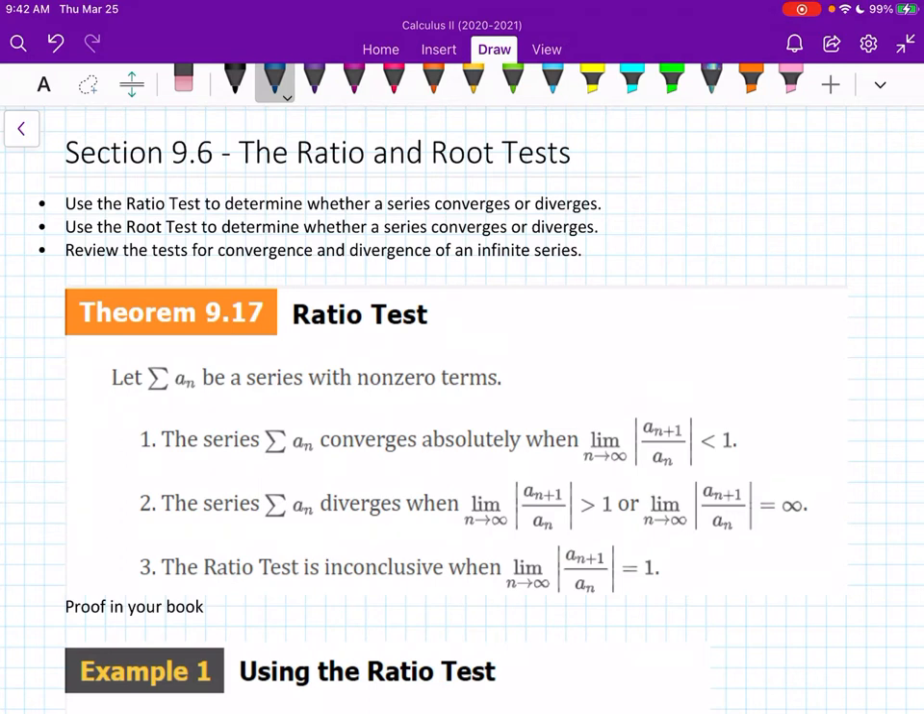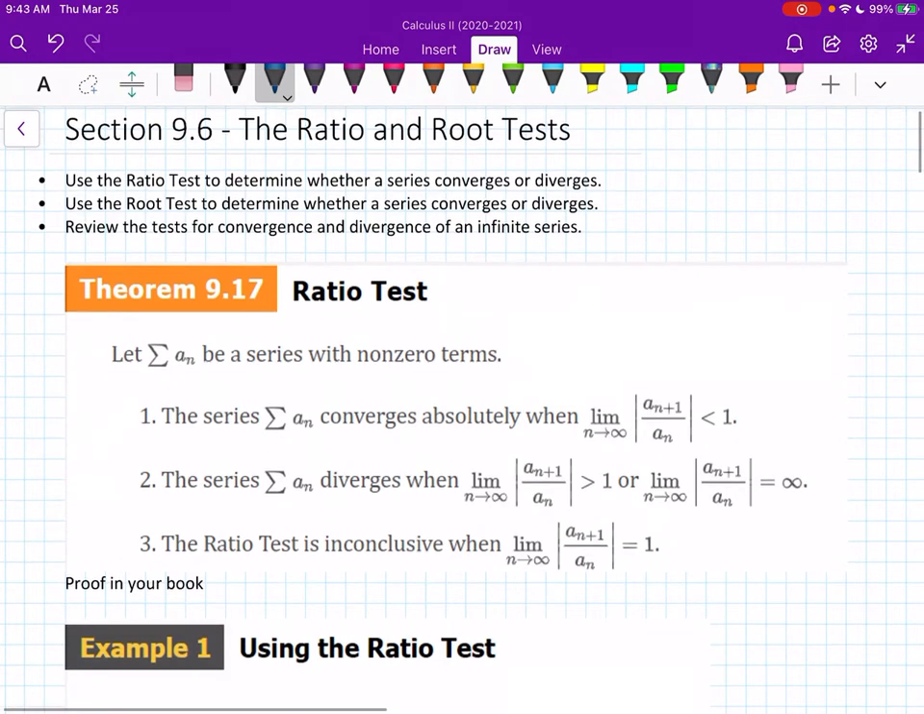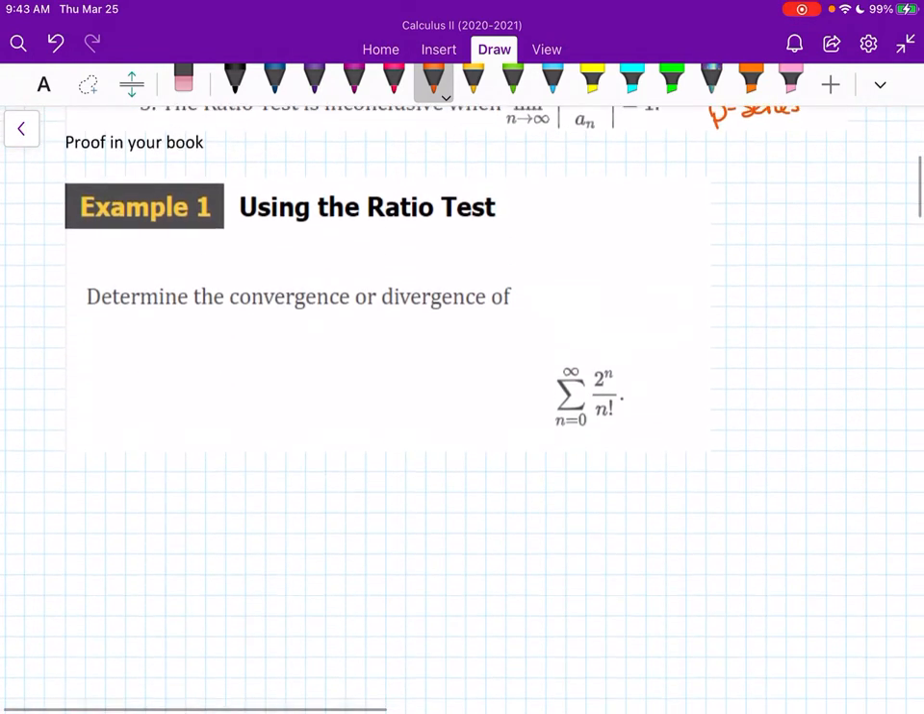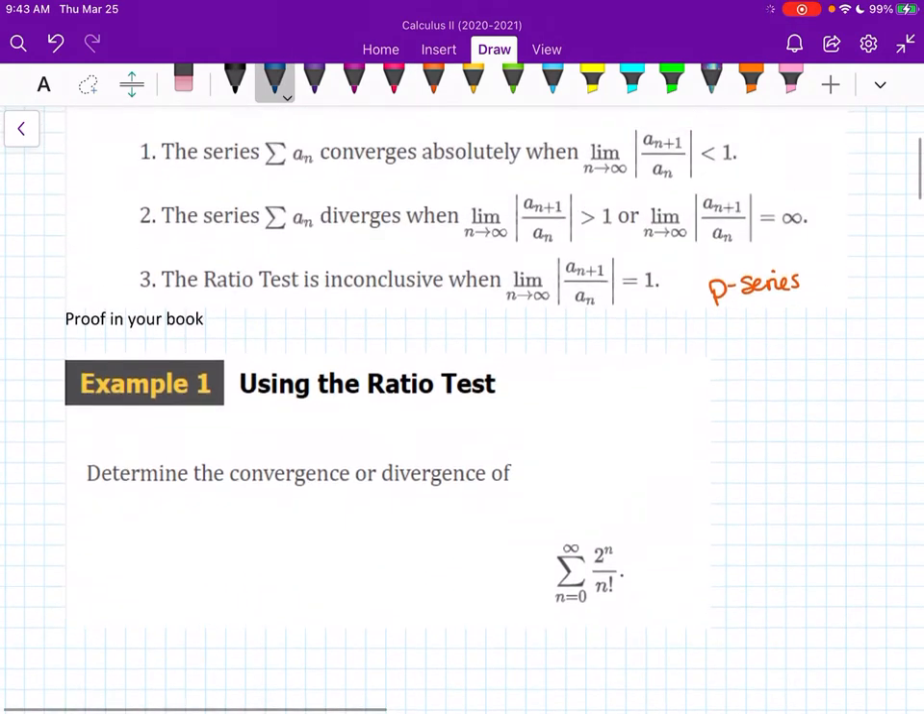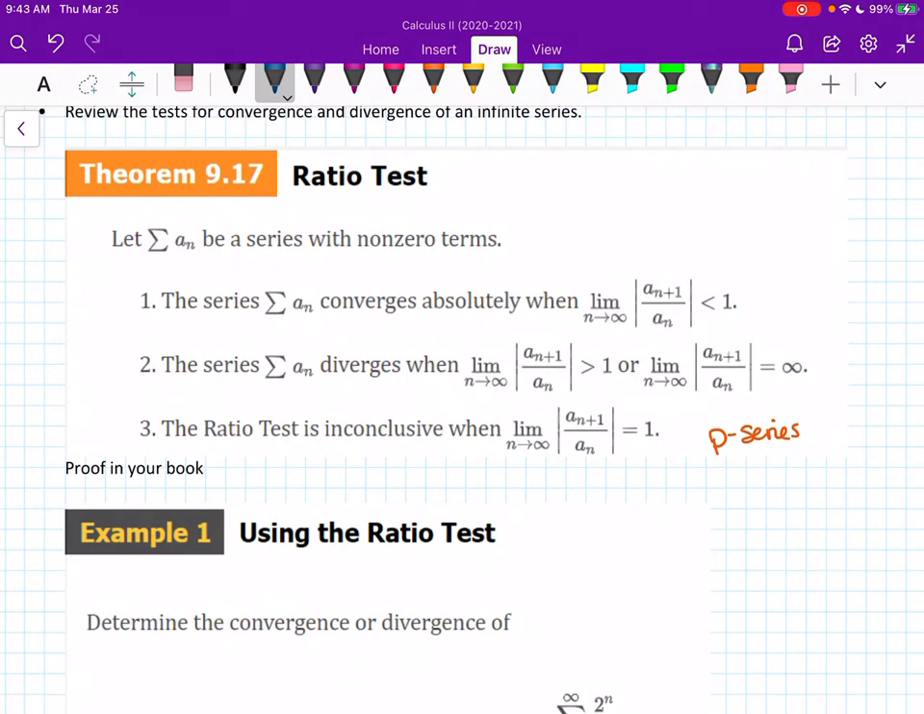And then the ratio test is inconclusive when the limit as n goes to infinity of the absolute value of a sub n plus 1 over a sub n equals 1. This is actually true for all p-series, so you can't really use p-series for the ratio or the root test because they'll always give you an inconclusive result. Okay, so just something to think about. All right, so let's do an example. If you want to look up the proof for the ratio test, you can check it out in your book.